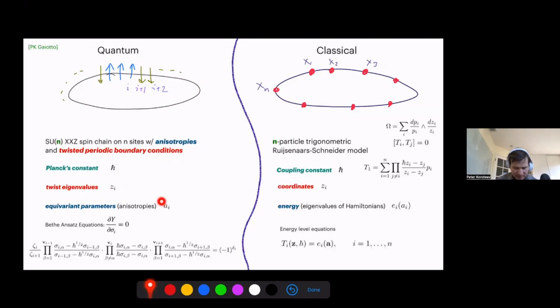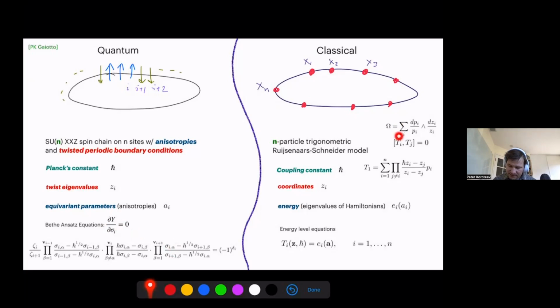It's an anisotropic spin chain, meaning that the interactions between spins are not equal to each other, so the strengths of the interactions are different. This is dialed by so-called equivariant parameters, the anisotropy parameters a_i, which are equivariant parameters from the K-theory construction. And then there's a Planck's constant. So the Bethe equations look like this. It's a system of polynomial equations, which you can usually write as fractions, and you can write them as the critical locus of what is called the Yang-Yang function, which is the superpotential. So you find those Bethe roots and plug them into the expression for the energy. You find the spectrum.